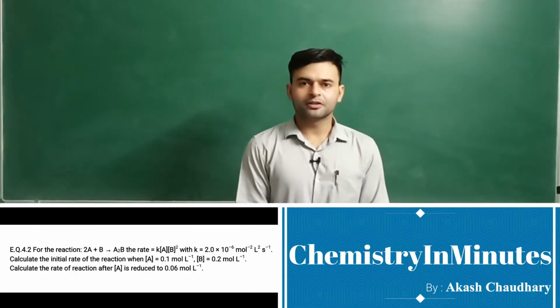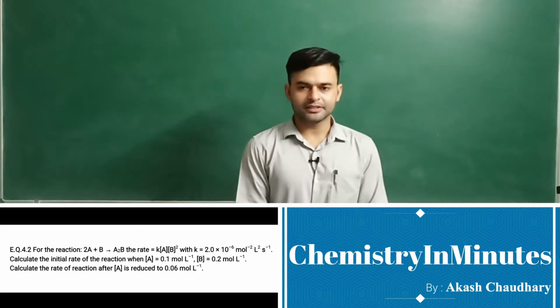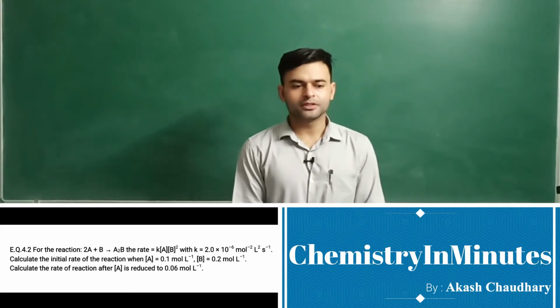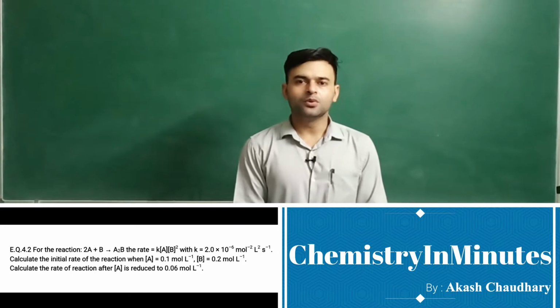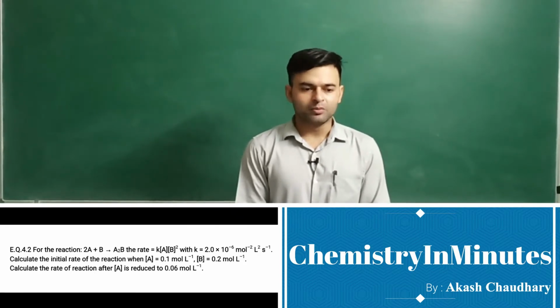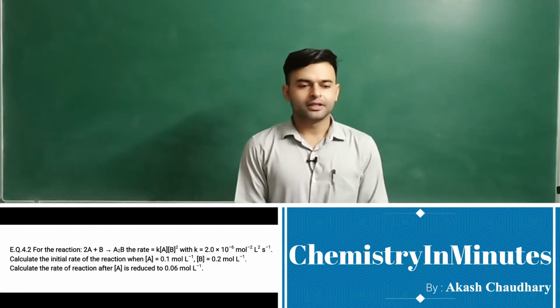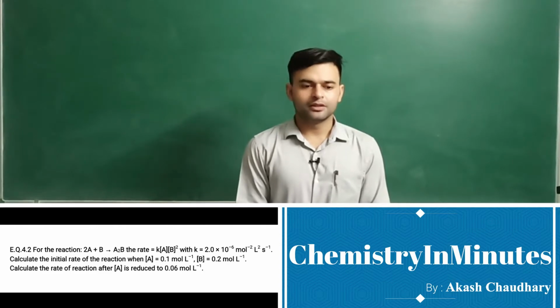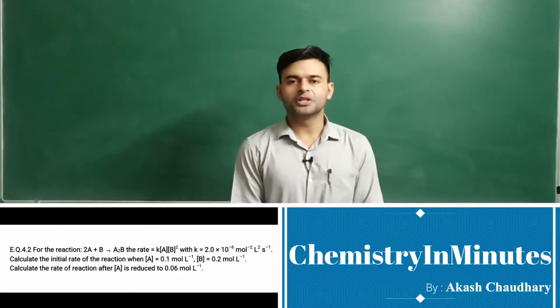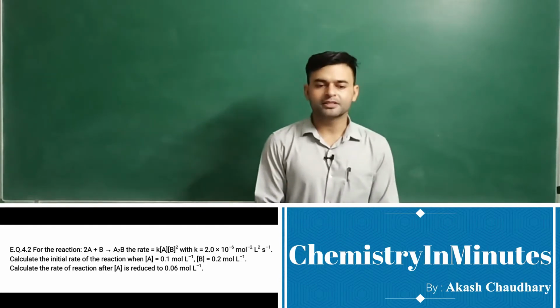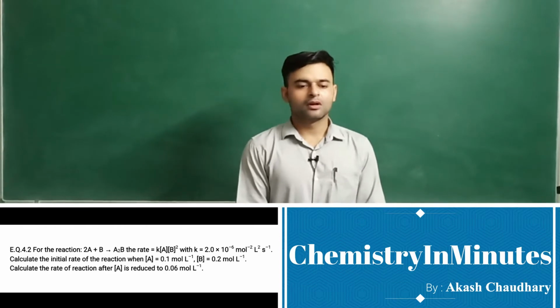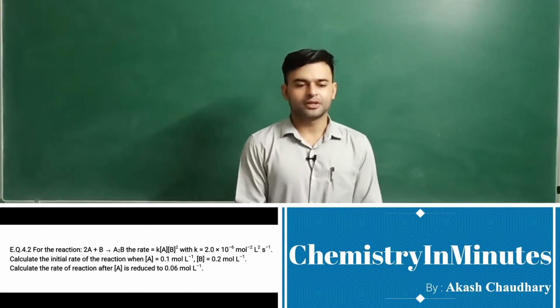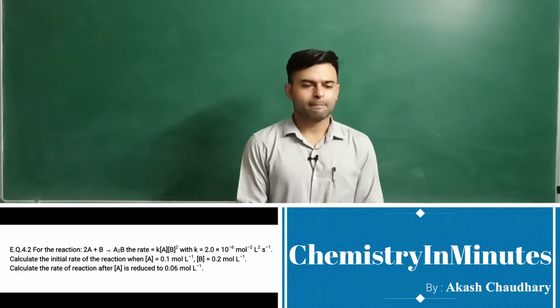The question now appearing on your screen is exercise question 4.2. The question is, for the reaction 2A plus B gives A2B, the rate equals K into concentration of A into concentration of B square, with K equal to 2.0 into 10 raised to the power minus 6 mole to the power minus 2 liters square second inverse.